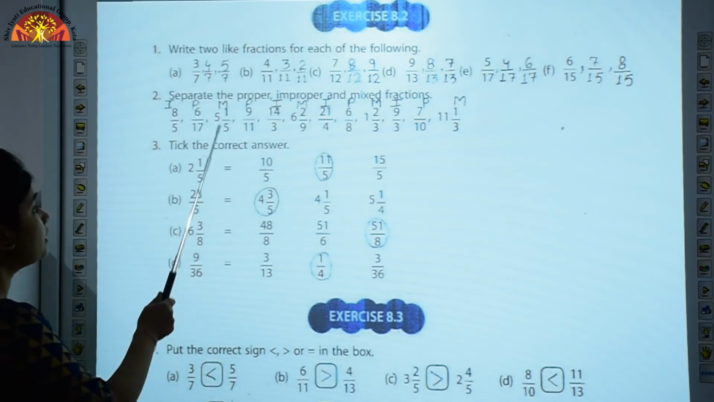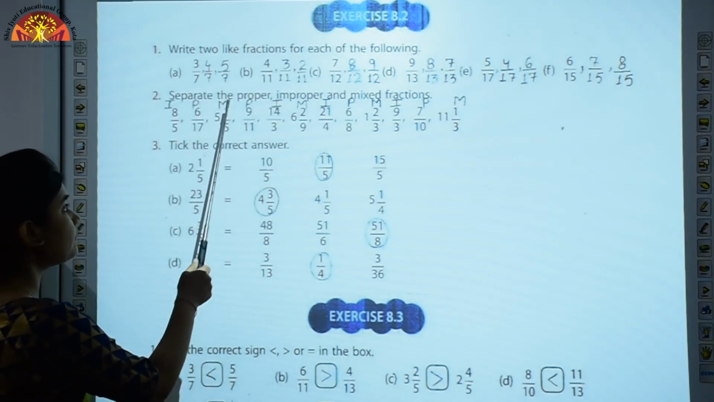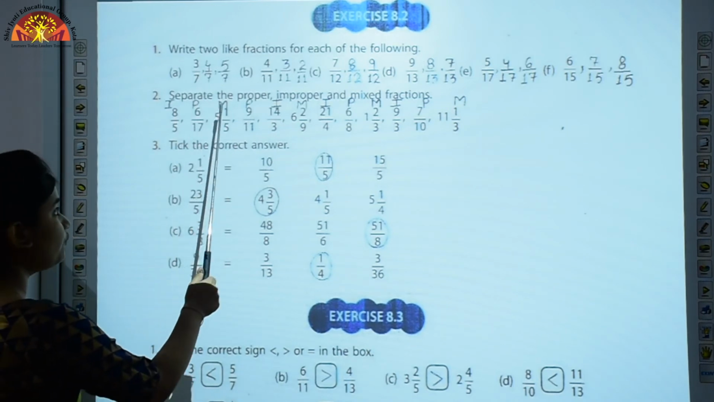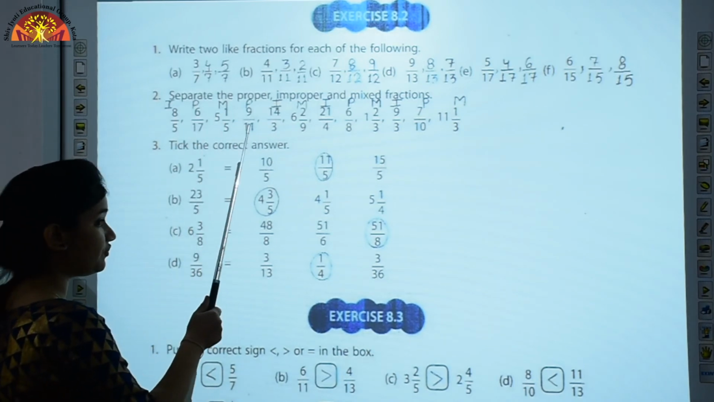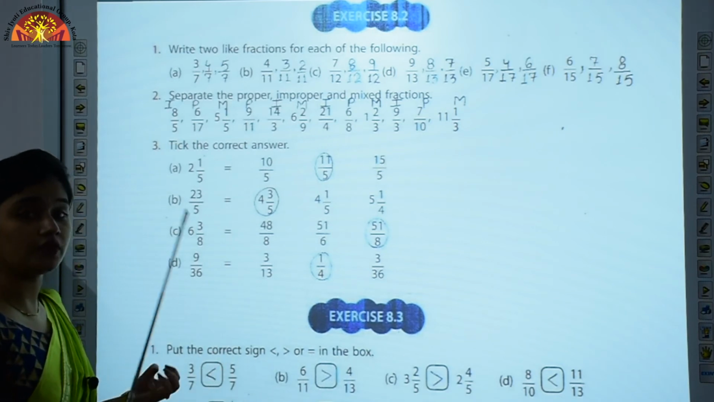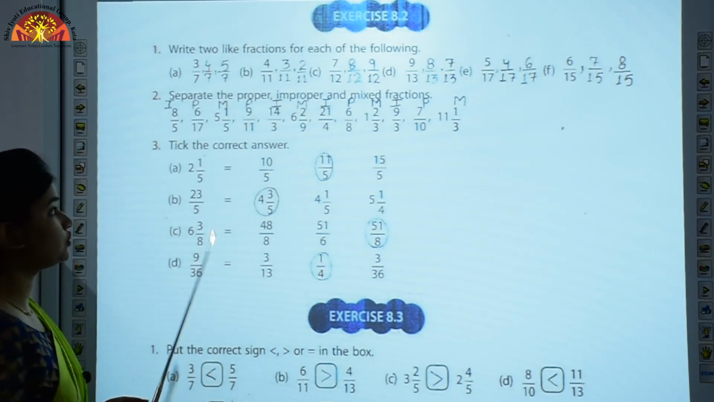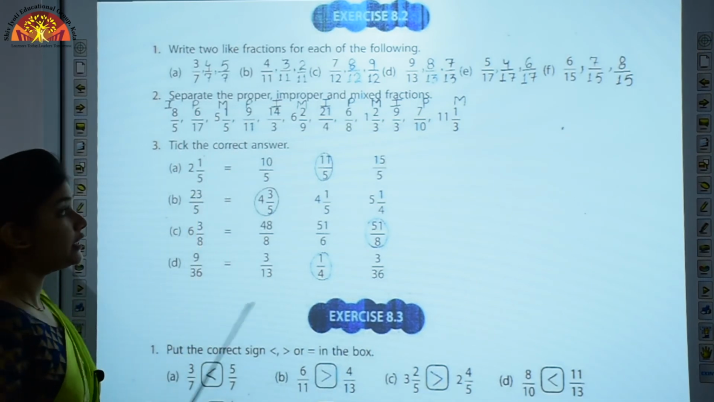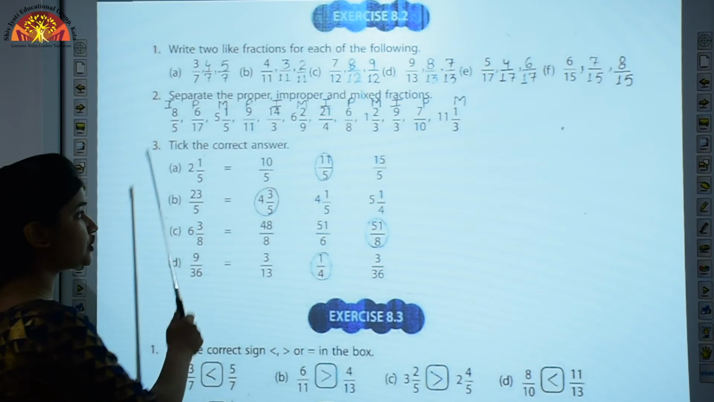Is it clear? Now the next fraction is 5 1 upon 5. What did I say? 5 1 upon 5. This is a fraction which is made up of a whole and a fraction. So this will be a mixed fraction. So I have written M here. In this way you can separate the next fractions also.